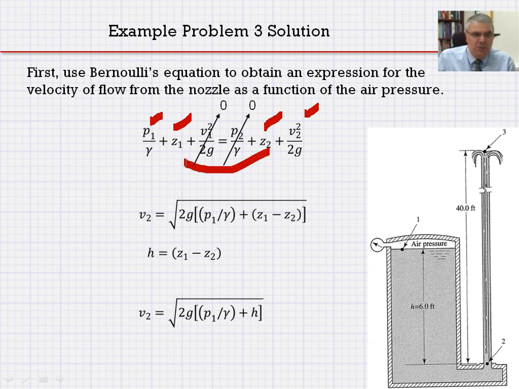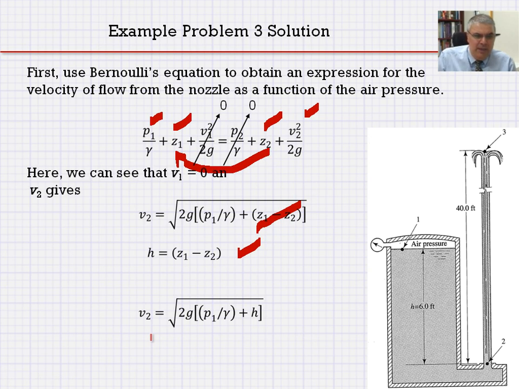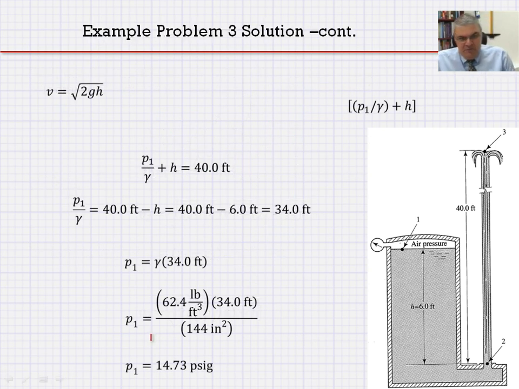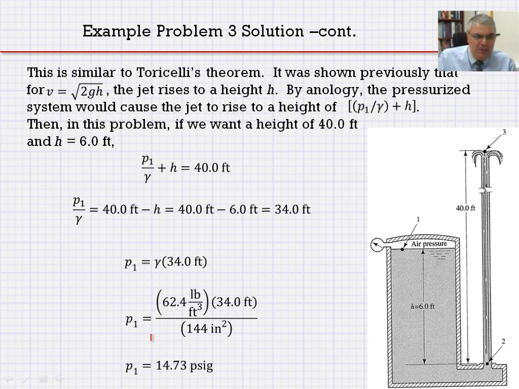We can take the term Z2 on the other side, Z1 minus Z2, with some algebraic manipulation to get that H would be Z1 minus Z2. That would be replaced by H. Okay, so we are down to V2. V sub 2 would be the square root of 2GH in this case.